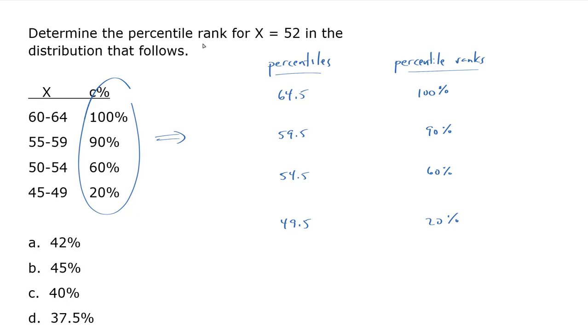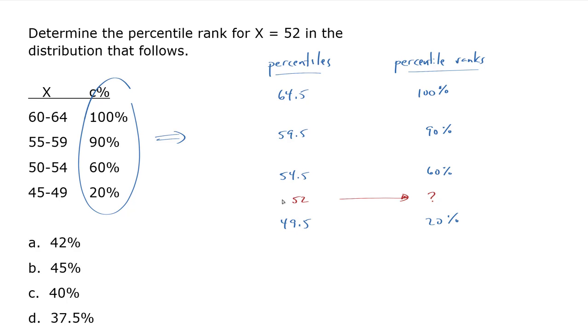So they're asking us to find the percentile rank. So find in this list of percentages here, what would correspond to 52. So where is 52? Well, it falls in between these ones here. So 52 is in here, and we need to know what does that go with in terms of a percentage. So the way that we're going to do this is we're going to find how far into the interval between 54.5 and 49.5 the value 52 is.